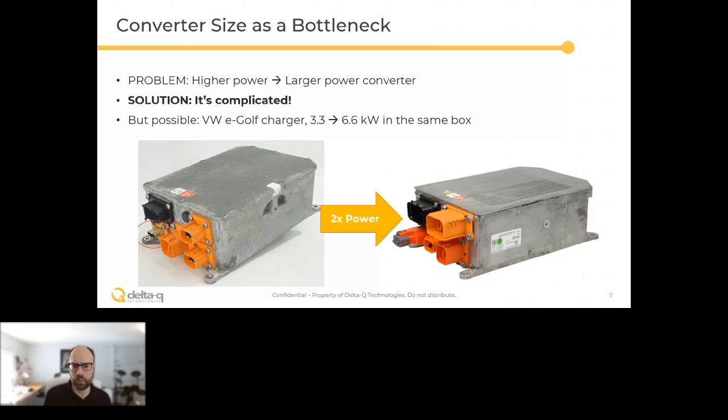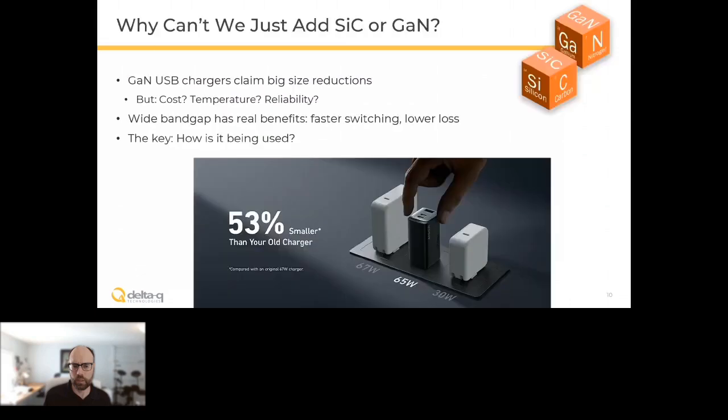But first, maybe some of you are asking this question: why can't we just add SiC or GaN? It's right there in the subtitle of this talk, and we actually heard a presentation earlier this morning from a semiconductor supplier talking about silicon carbide and GaN. We've probably all come across GaN in USB chargers for electronics, and there's some claims of very big size reductions. I've pasted in one here that's like 50% smaller, but you can find other percents that are equally impressive.